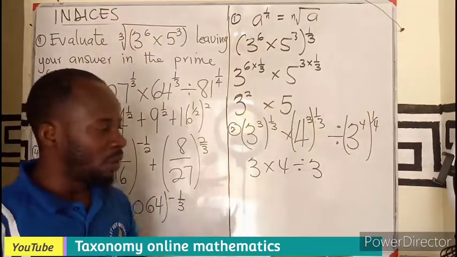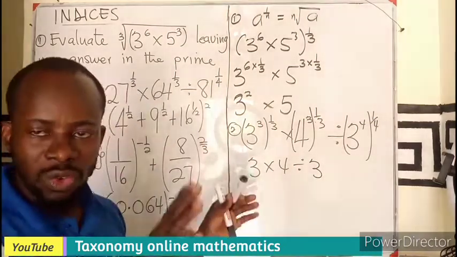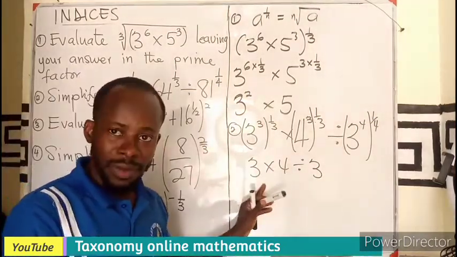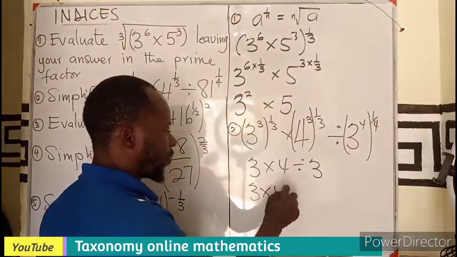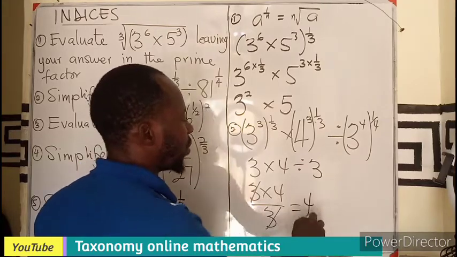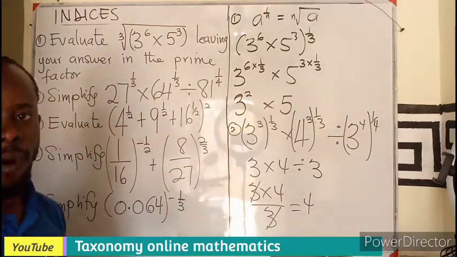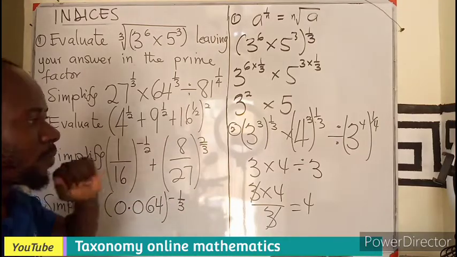This is division. So I could combine this to get 12 divided by 3, or I maintain 3 times 4 divided by 3, where this will cancel this. So the answer is just 4. If you are to solve this, we will also get 4.